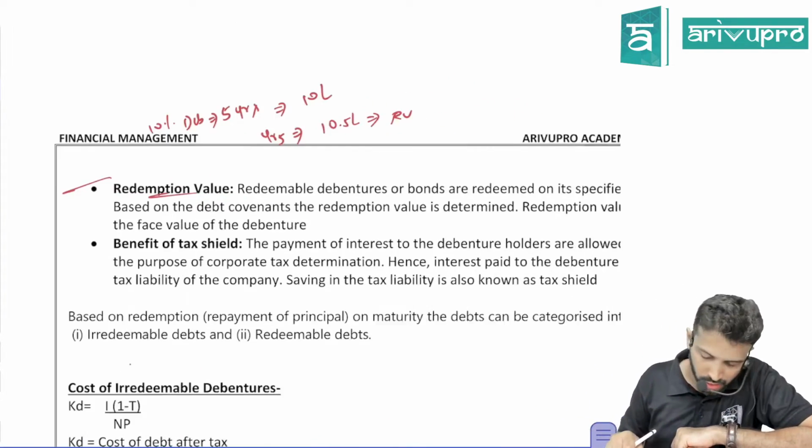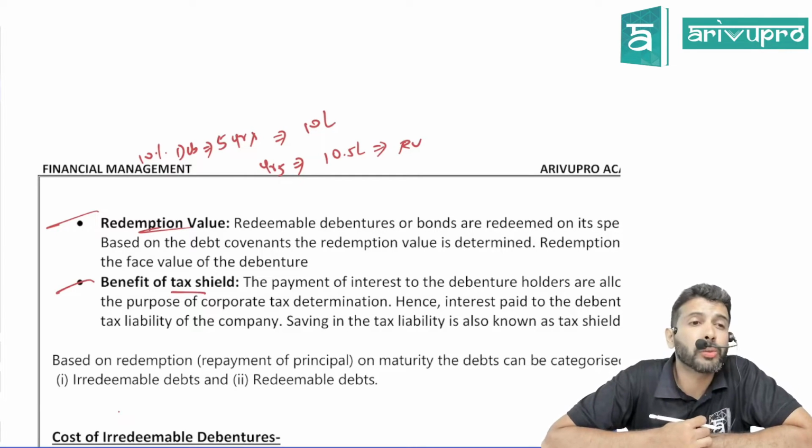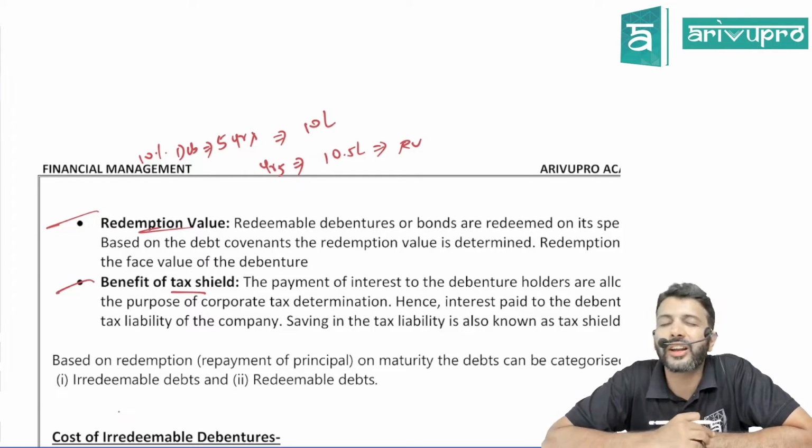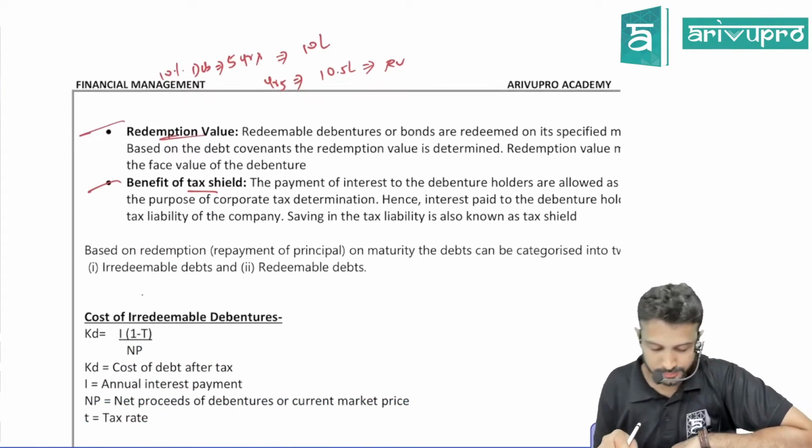At the end of the instrument, whatever value you pay to close that instrument, we refer to as redemption value. And we already discussed, if it is a debt, on that debt you need to pay interest. Due to that interest, you will get some tax benefit. So these are some features.